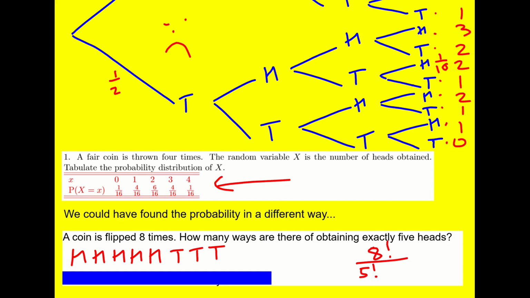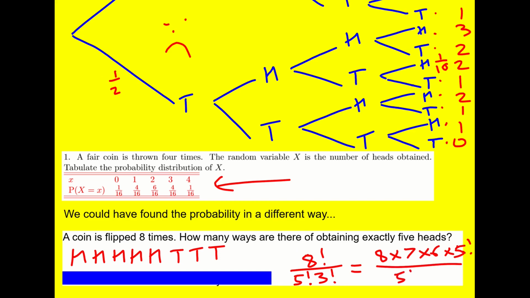This is what we've spoken about previously. And then I'm also going to divide through by 3 factorial because I've got 3 tails. And we'll see where we're going with this in a minute. But actually I'm finding out all the different ways that I could get 5 heads. Now I can actually work this one out by hand. It's going to be 8 times 7 times 6 times 5 factorial over 5 factorial, 3 factorial. The 5 factorials cancel, the 3 factorial is 6, it cancels with that, and I get a very nice answer of 56.